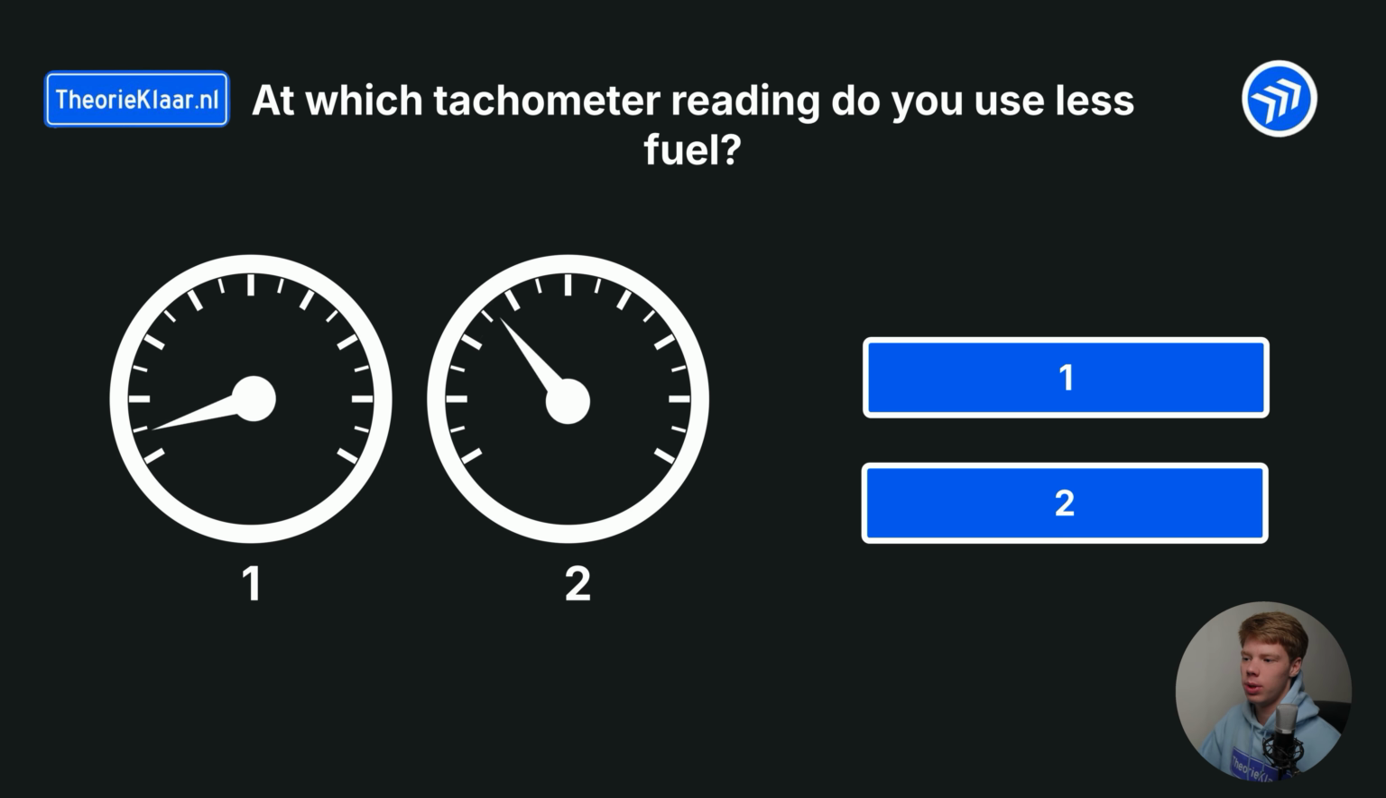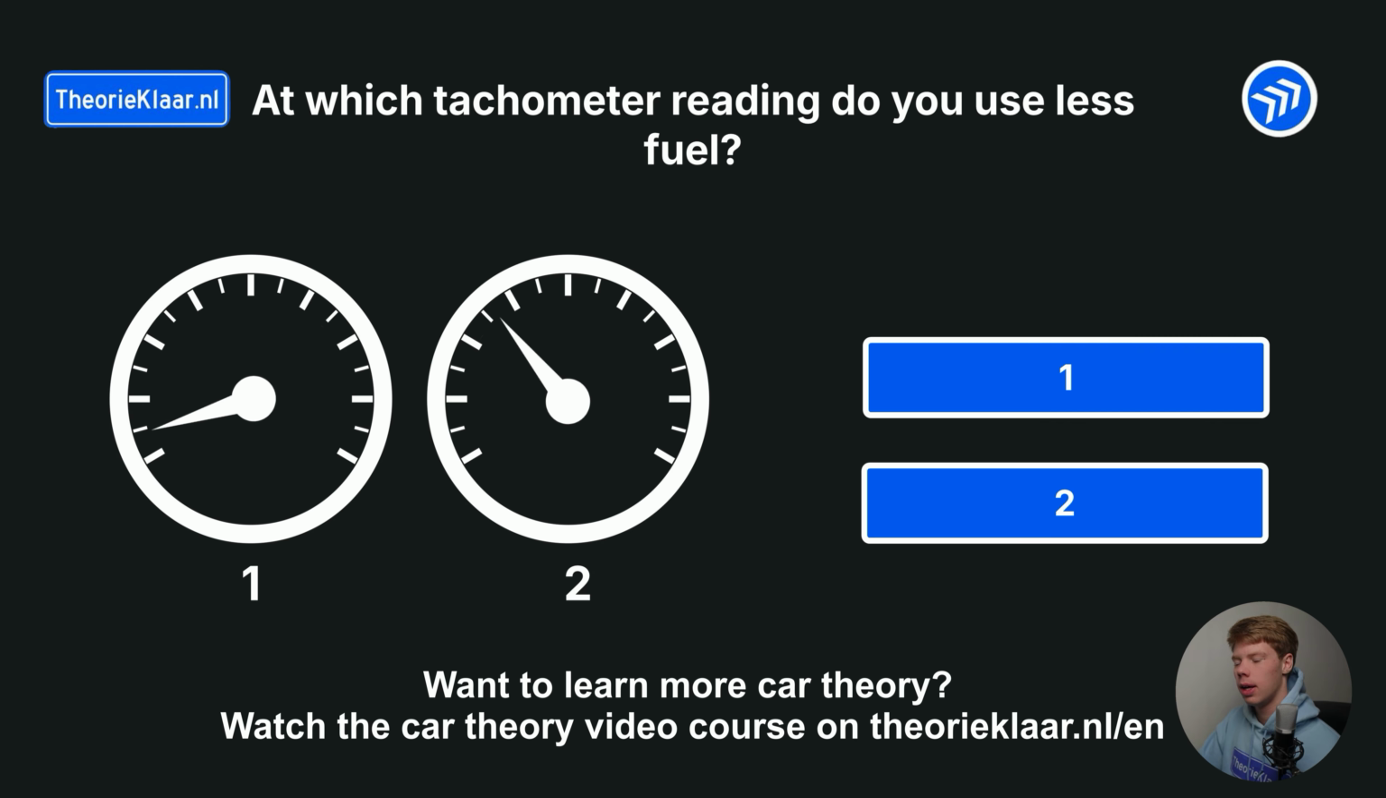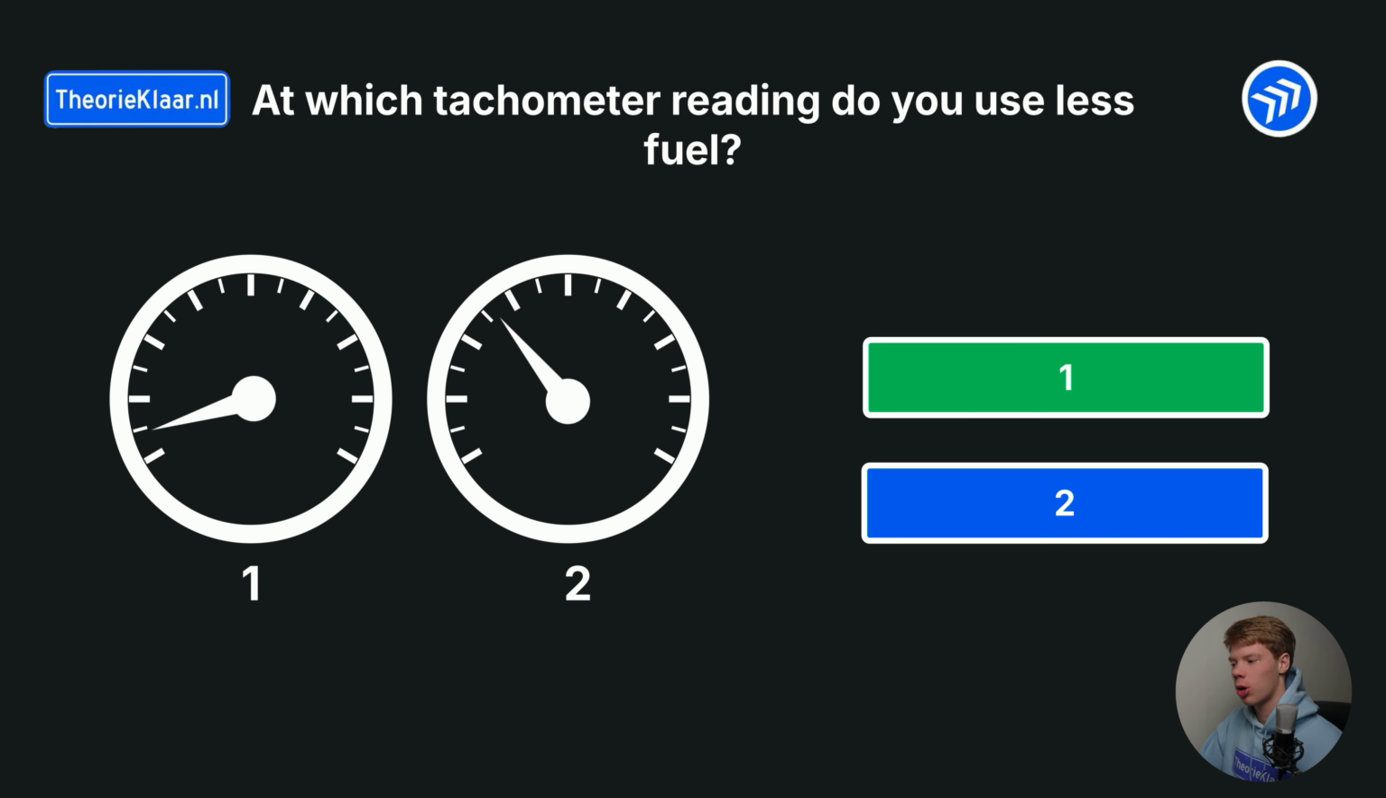At which tachometer reading do you use less fuel? 1 or 2? Then the right answer is 1. The lower the engine RPM, the less fuel you will use.